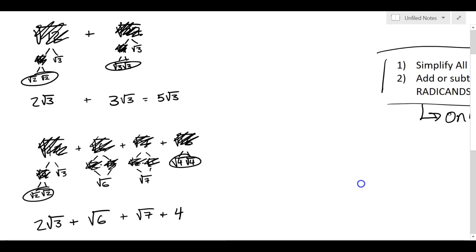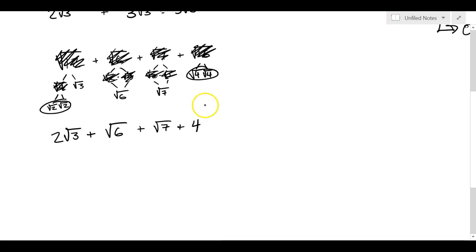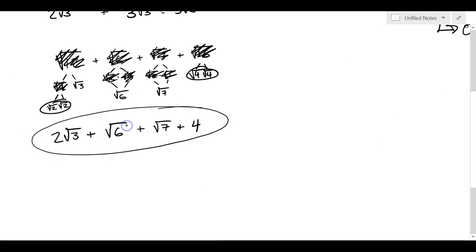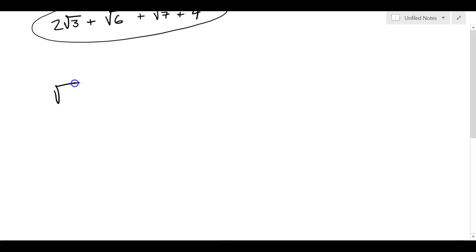Now you might be thinking to yourself, okay, but now I can only add like radicands. That is correct. This is your final answer. And I recognize that that is frustrating, but that is the final answer. You cannot do anything with that. So you're done. Let's do one more just so you can see this. And let's do an application problem.